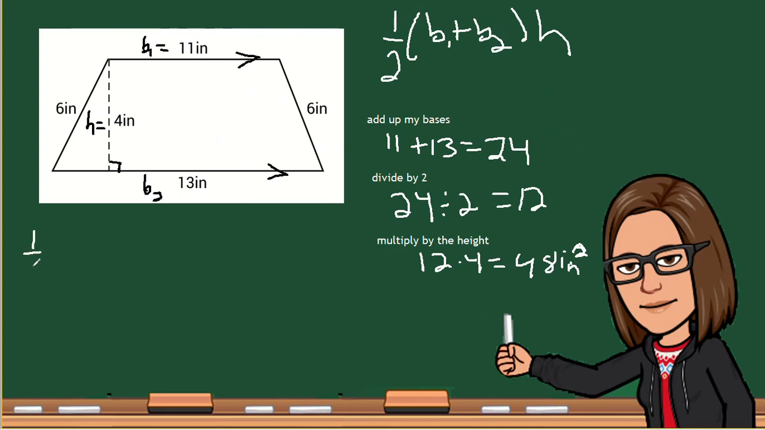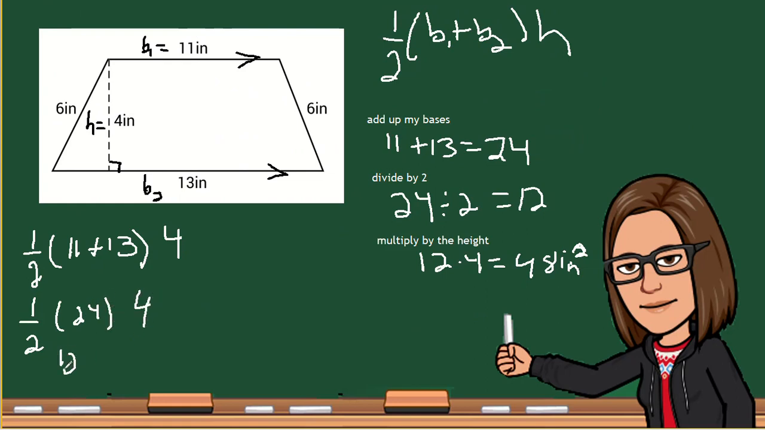If you put it in the formula, you're doing the same thing. 1/2, 11 plus 13 times your 4, and it's actually b1 plus b2 over 2, but I just do it this way. Basically, it's an average of your bases. So 1/2 of 24 times 4, and you can see I'm going to get the same answer, I just did it a different way, and that is also 48 inches squared. I just wanted you to see that you can plug it into the formula and get the same one, but this is basically what you're doing. Add up the bases, divide by 2, multiply by the height, and we'll have a few of those that you're going to be doing on your own.